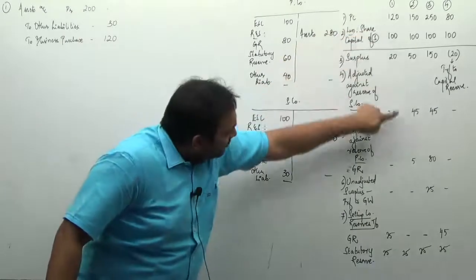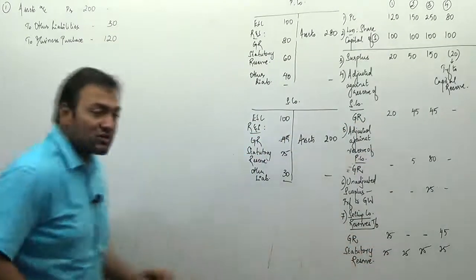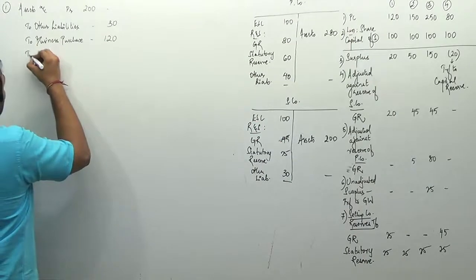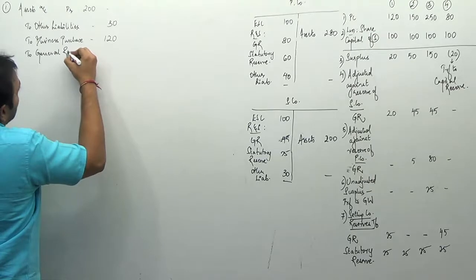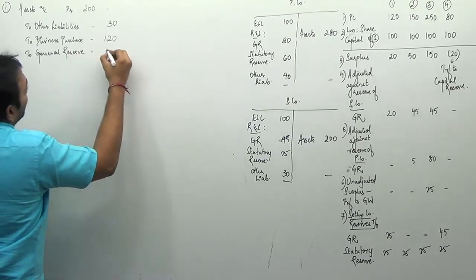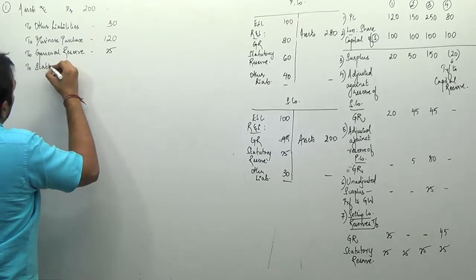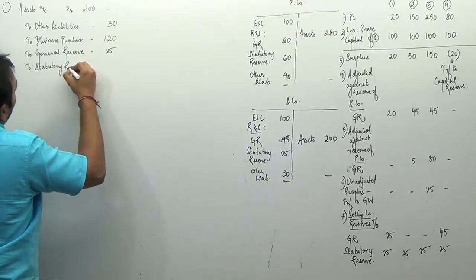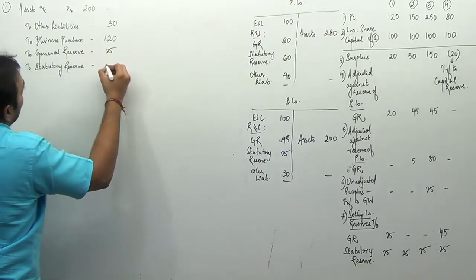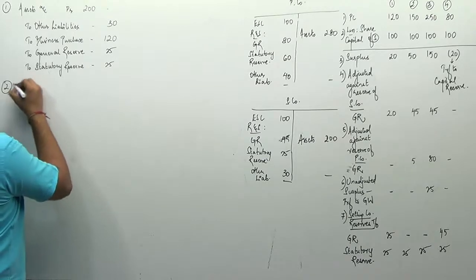In the first column, we have adjusted 20 general reserve and we have taken over general reserve of 25 and statutory reserve of 25. So when we are taking over, reserve shows a credit balance: to general reserve 25, to statutory reserves 25. Now check the entry will tally out. Check the second entry now.